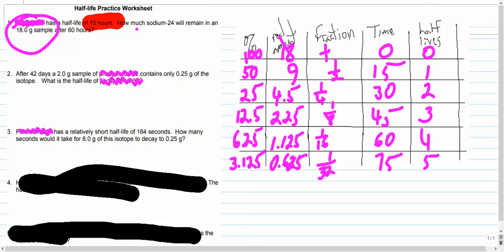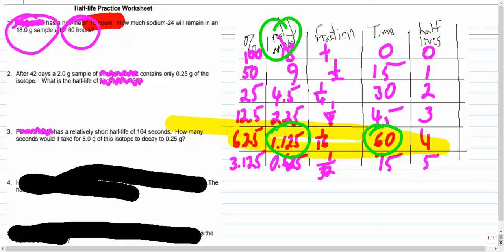Now let's see how much will remain after 60 hours. So I guess I only needed to really go down this far. Oh, that's a terrible color for that, isn't it? I only needed to go down this far because after 60 hours, how much is left? The real amount is 1.125 grams. Okay, so let me clean up this table and I'll be right back.